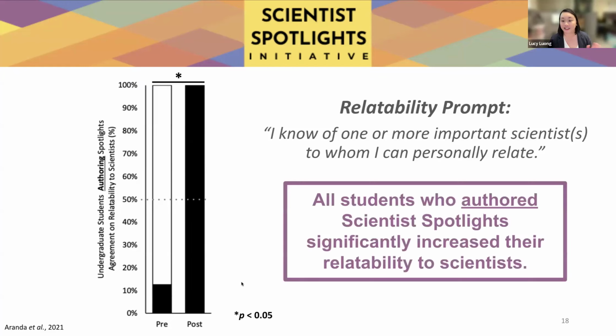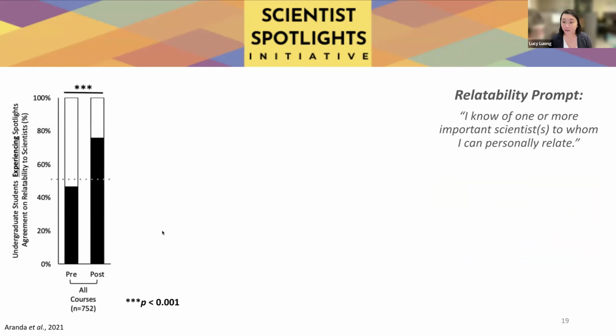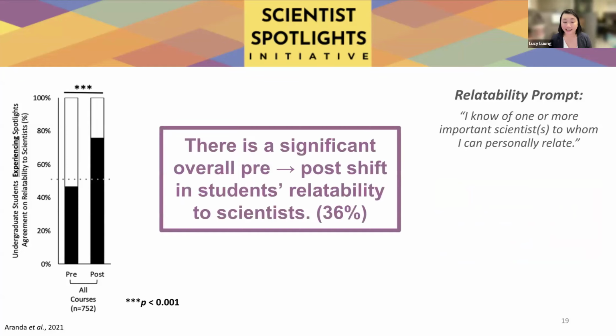And I'm actually going to ask you all to take 10 seconds, make a prediction. What proportion of students agree in the post-assessment? All right. And if you're ready for this, here's the proportion that agrees after at least 3 scientist spotlights. And there is a significant overall pre to post shift in students' relatability to scientists, about 36%.